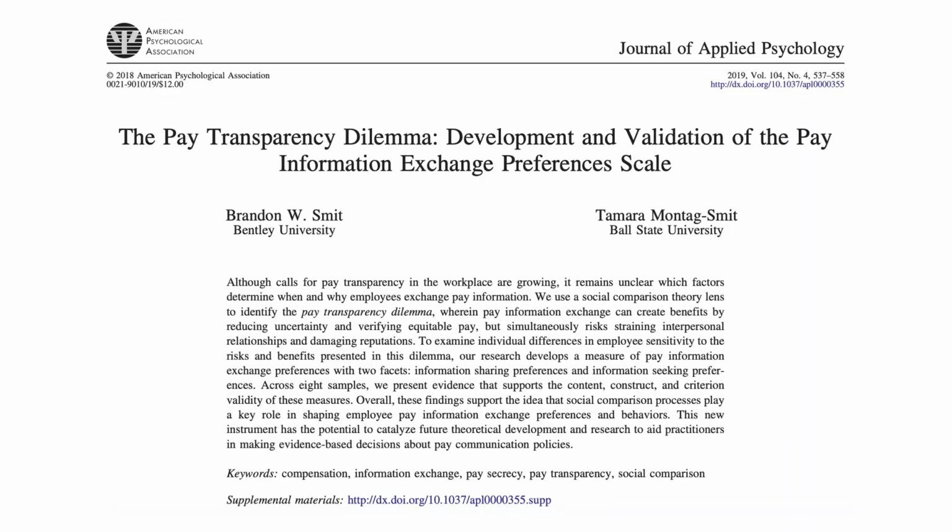In an article titled "The Pay Transparency Dilemma: Development and Validation of the Pay Information Exchange Preferences Scale," published in the Journal of Applied Psychology in 2019, it was reported that pay information exchange is more common than expected, particularly among younger employees. About 30% of millennials have shared their salary with coworkers compared to only 8% of baby boomers. This generational difference suggests shifting attitudes toward pay transparency in the workplace, suggesting that pay discussions are becoming increasingly normalized.